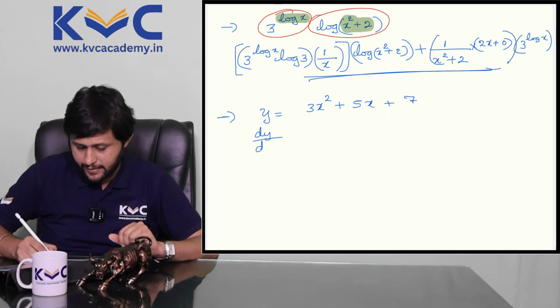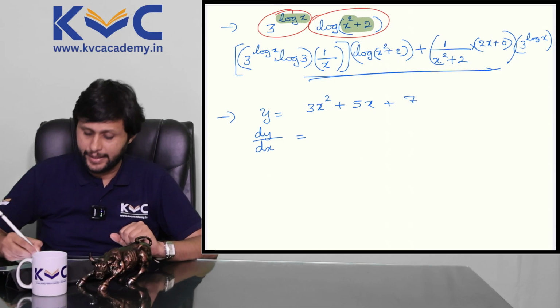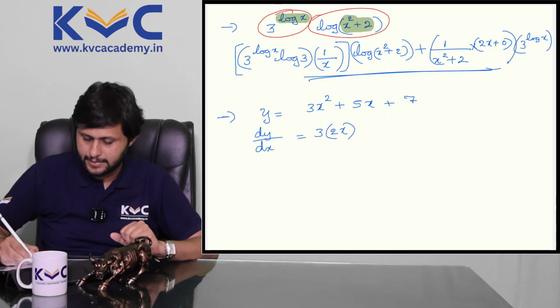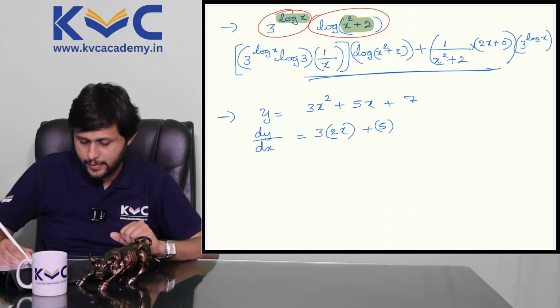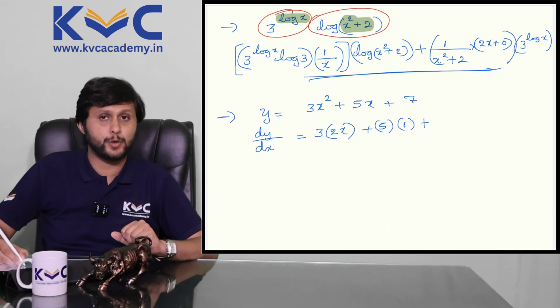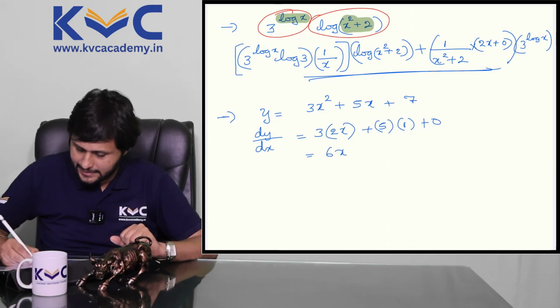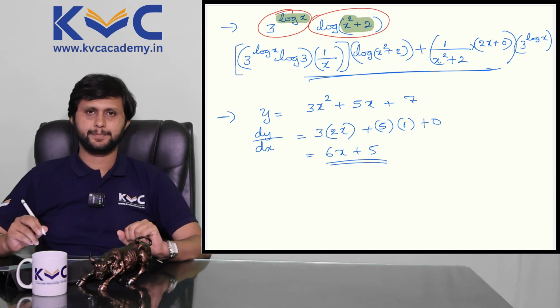Differentiation of left hand side, dy by dx equal to differentiation of 3x square, 3 outside, differentiation of x square is 2x, plus differentiation of 5x, 5 outside, differentiation of x is equal to 1, differentiation of constant 0. 2 into 3, 6x plus 5 is the final answer.